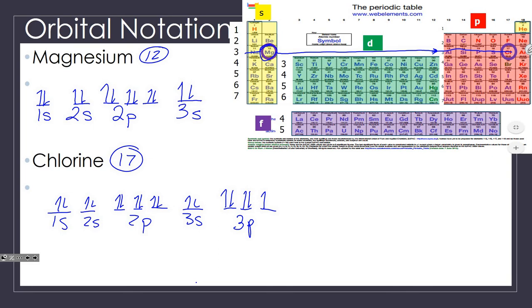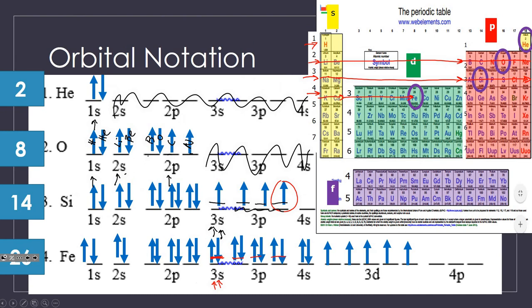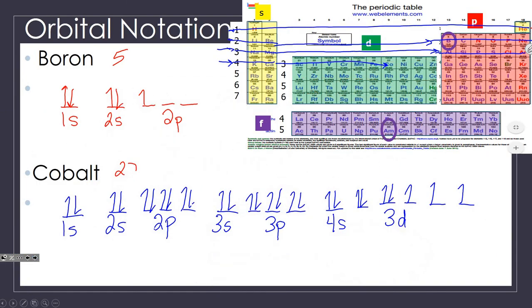So if you look at iron, when we did it back here, it had a whole slew that were just one arrow up. And because of that, it was magnetic. So we're going to go forward here.